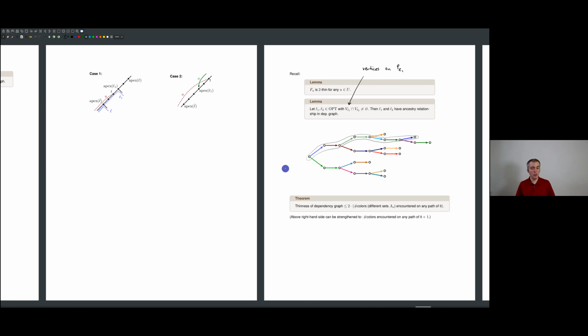This gives you a guarantee on the thinness, because if you look at a path, each of the colored parts, so each color corresponds to one half of U, each of them is too thin. If you have 10 colors on one path, then you have to guarantee that it's a 20 thin set, the links on that path, because it's a union of 10 too thin sets.